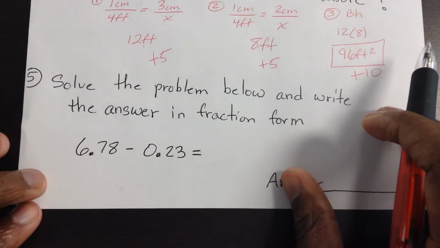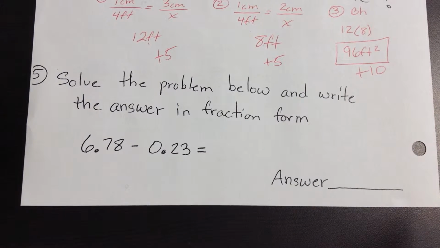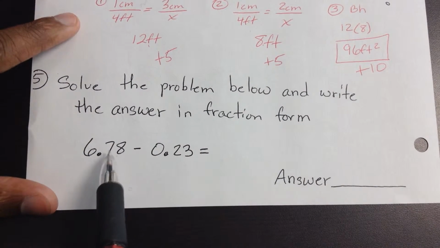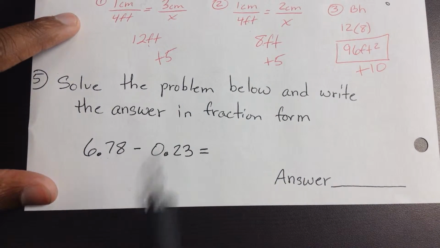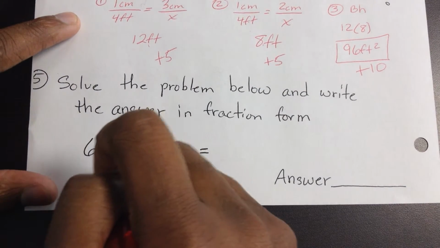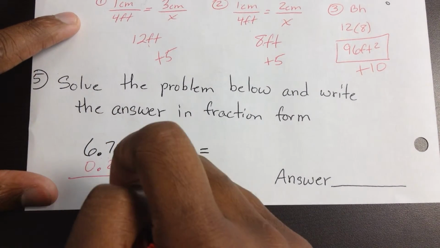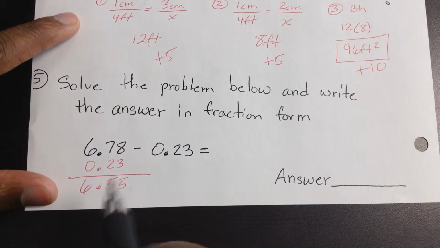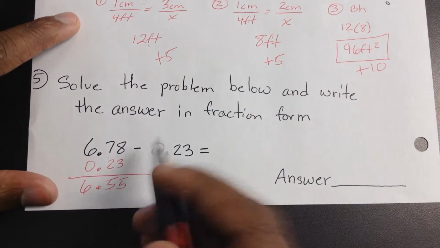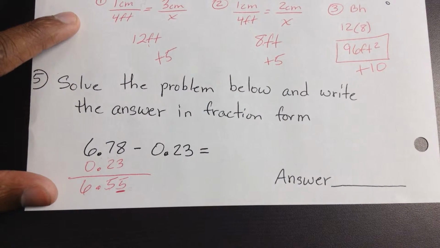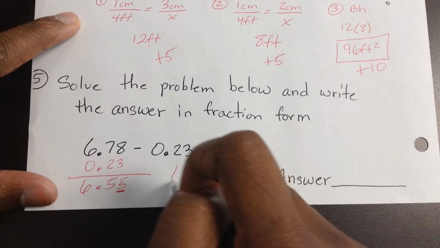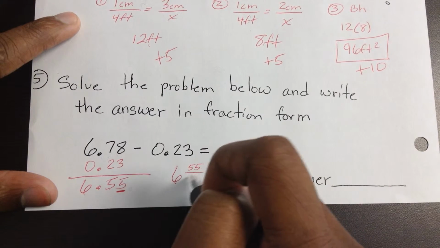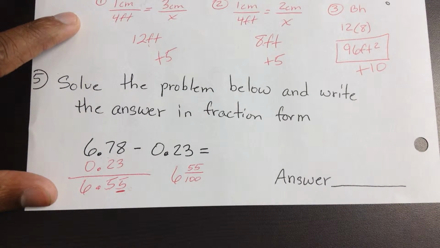Number 5. Solve the problem below and write the answer in fraction form. So we're going to subtract 6.78 and 0.23. We line it up underneath it. 5, decimal place, 6.55. Well, if I know how to say this number correctly, this second 5 is in the hundredths place. So that is 6 and 55 over 100.